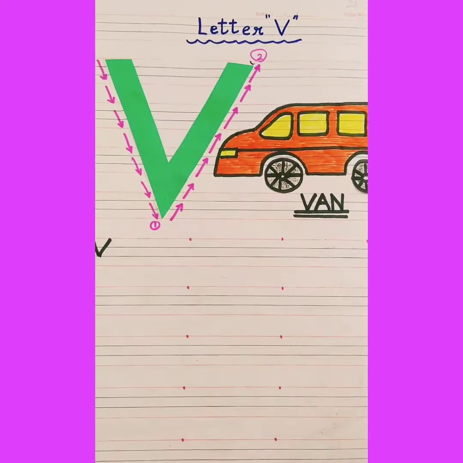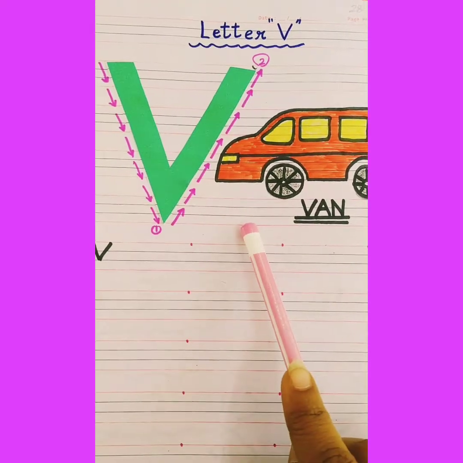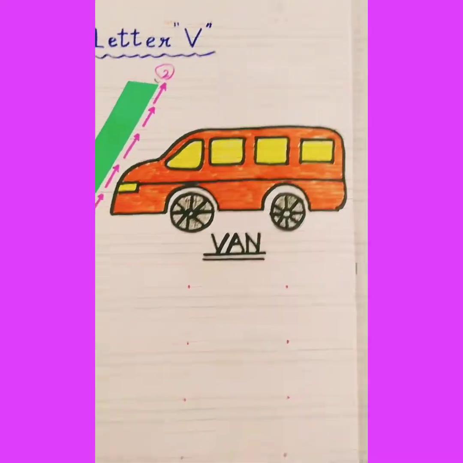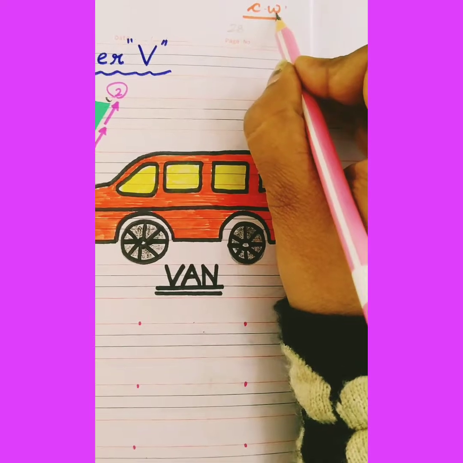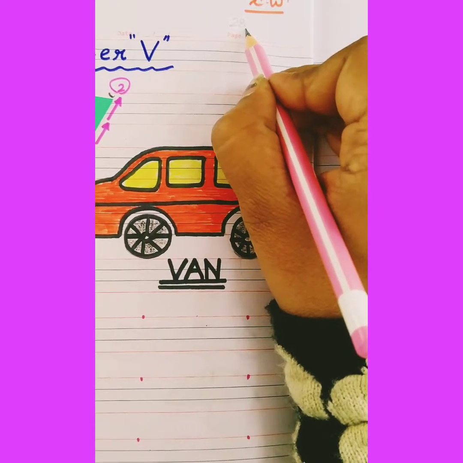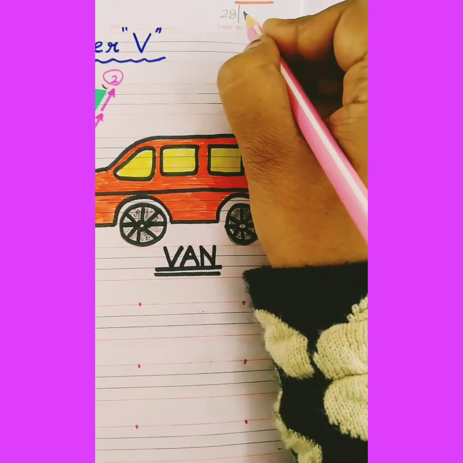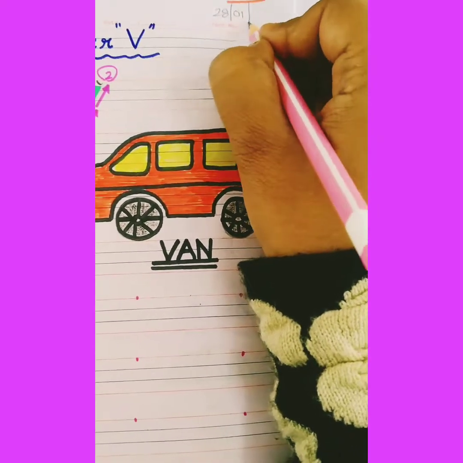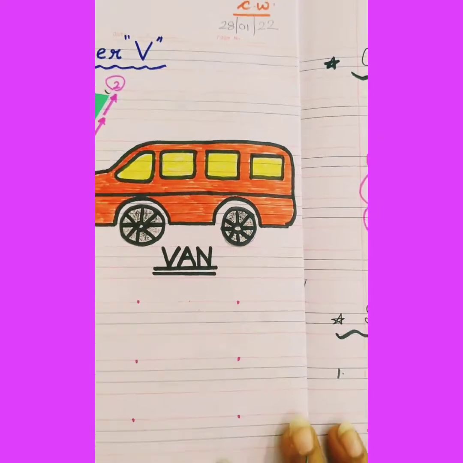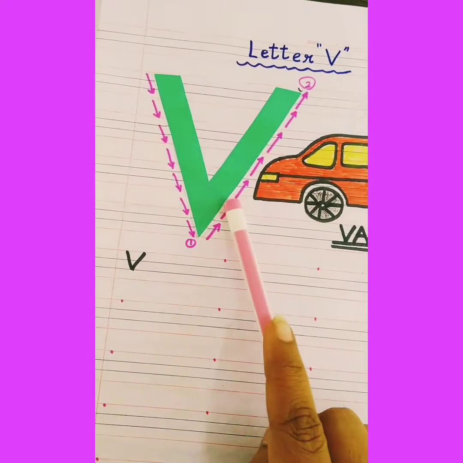So kids, today I am taking work in our English notebook. Okay. So very first kids, you have to write here CW and downside you have to write today's date. Like this. So kids, today we are going to write letter V.